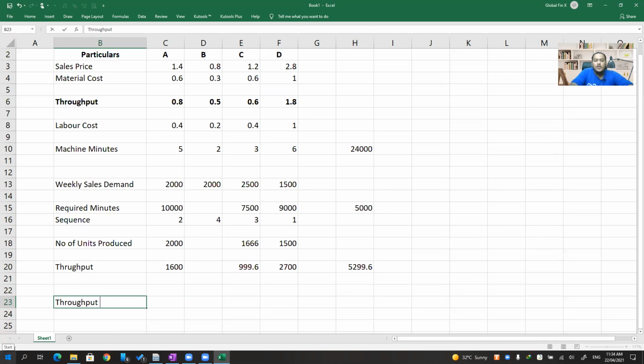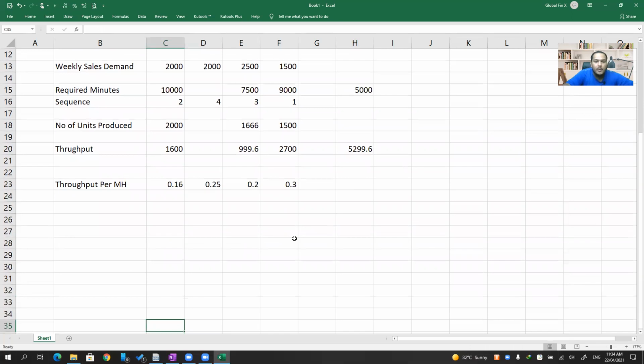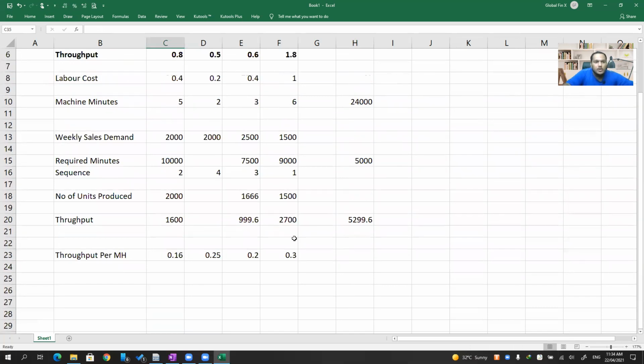We need to calculate something called throughput per machine hour. So what is the throughput, sir? 0.8 divided by how many minutes? 5 minutes. So per machine hour, we are getting 0.16. So if I copy it right, now you check which is giving me highest throughput per machine hour. Highest throughput per machine hour. C, oh, D only, very good. It is still D, ma.